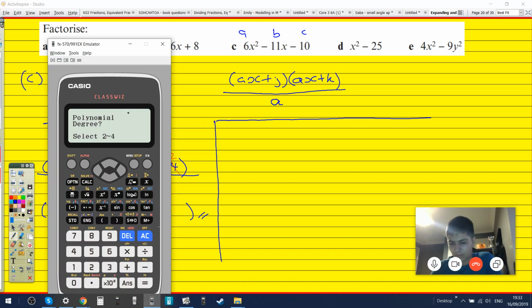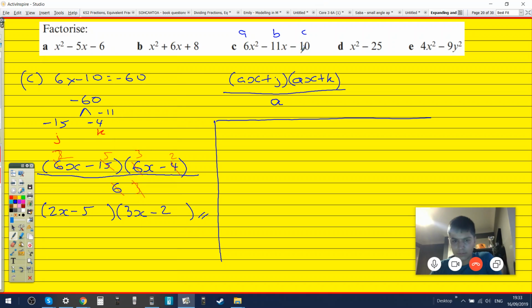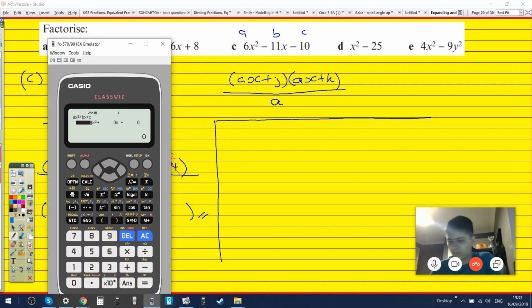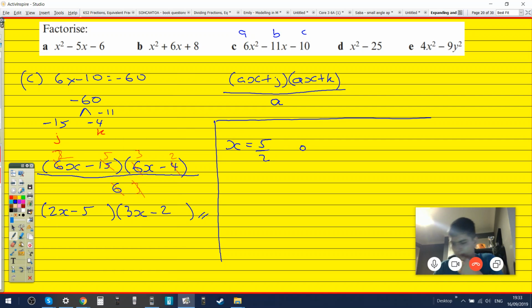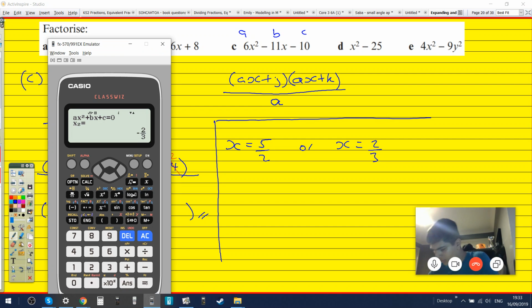Polynomial. And it's a quadratic, so it's degree 2. And then just put in A, B, and C. So 6, minus 11, minus 10. So x equals 5/2, or x equals minus 2/3.